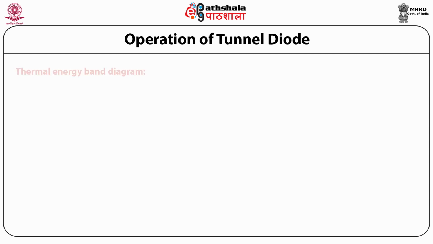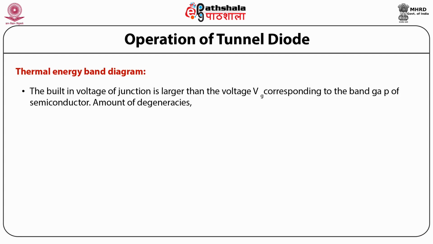Let us now discuss the thermal equilibrium energy band diagram of the tunnel diode. The built-in voltage is larger than the voltage Vg corresponding to the band gap of the semiconductor. This is clearly shown in this figure. The amount of degeneracy, that is Vp equal to (EV minus EFP) by Q, and Vn equal to (EFN minus EC) by Q, is typically around 50 to 100 millivolts.